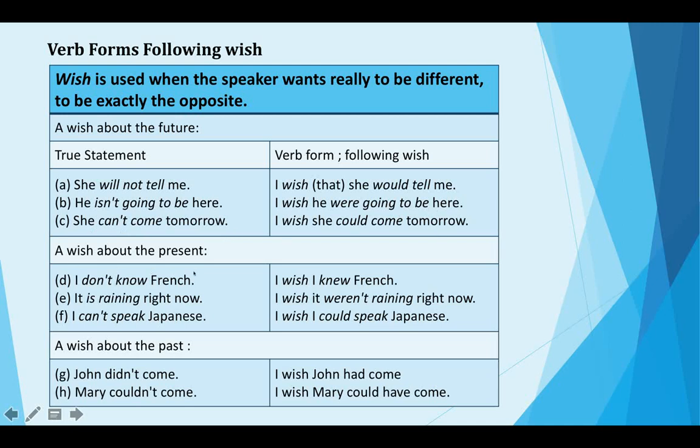A wish about the present. I don't know French. I wish I knew French. It is raining right now. I wish it weren't raining right now. I can't speak Japanese. I wish I could speak Japanese. A wish about the past. John didn't come. I wish John had come. Mary couldn't come. I wish Mary could have come.